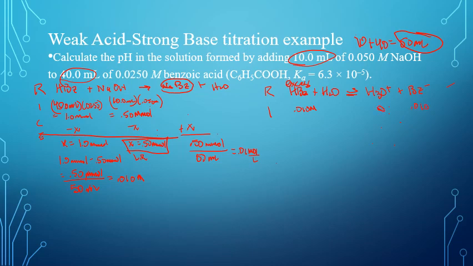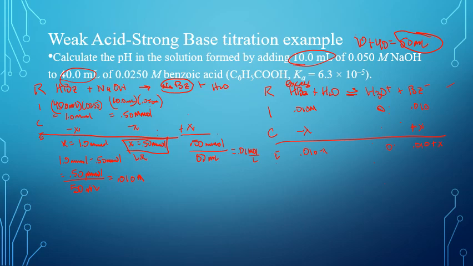And I'd have 0.010 molar Bz minus at the point where we've added the 10 milliliters of the base. So in this case, because I still have the 0, this would be minus x, this would be plus x. So setting up my expression, I'd have 0.010 minus x, I'd have 0, and 0.010 plus x.